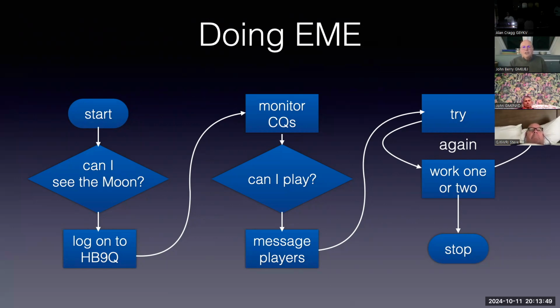The next one is that you then start to monitor the frequencies. You'll see that somebody's transmitting on 432.093, and you'll spin to that and monitor whatever's going on. And you'll see on the HB9Q how that progressed, and you get a feeling about whether or not your system is going to be able to play. Can I play? Have I got the system that can do this? You then might message one of the players, hey, you're calling CQ. I'd like to have a go and try. Oh, okay, yeah, do that.